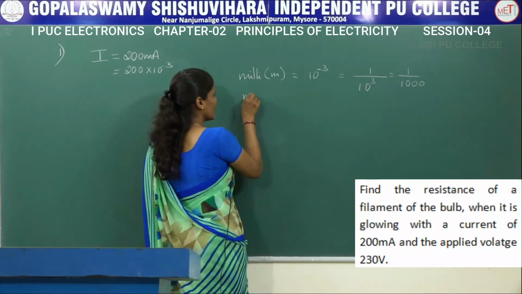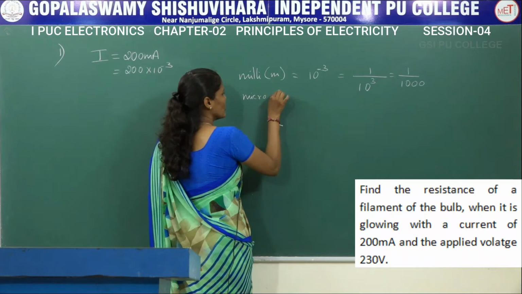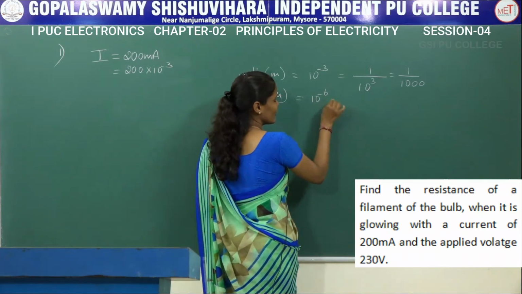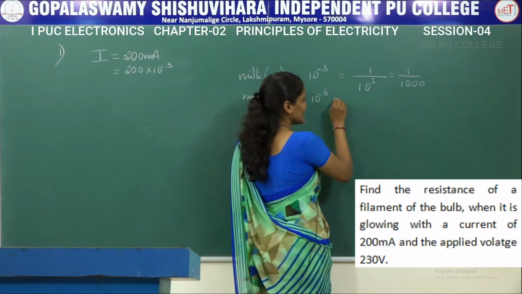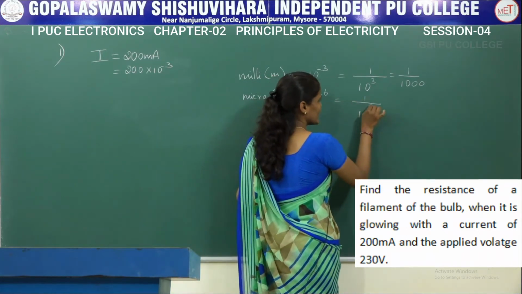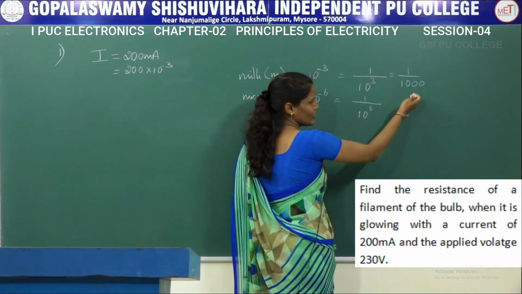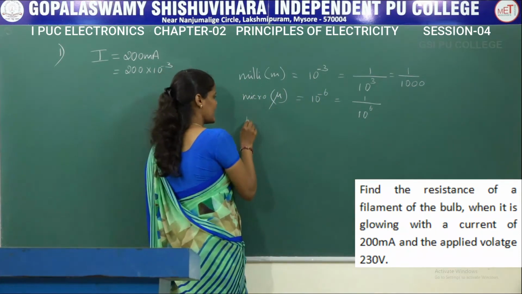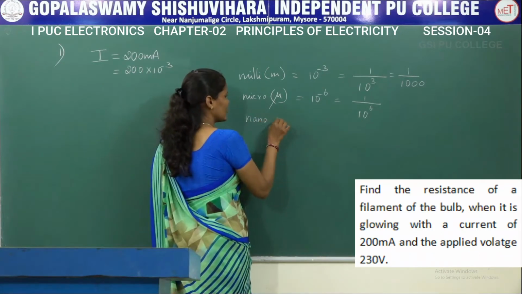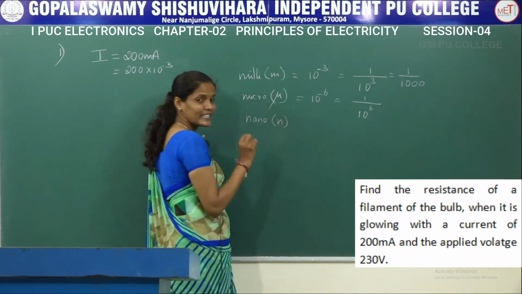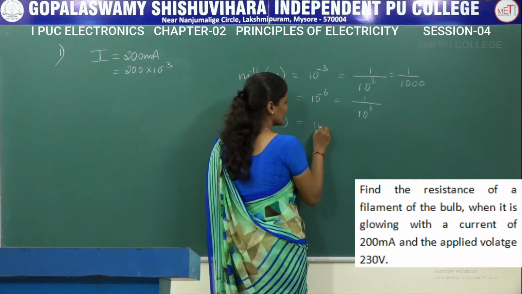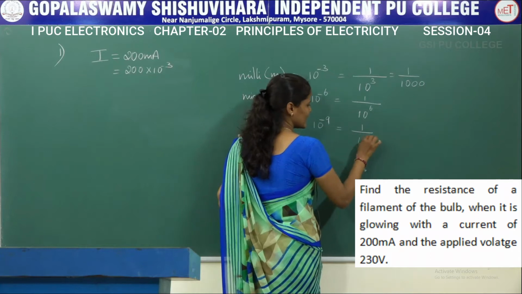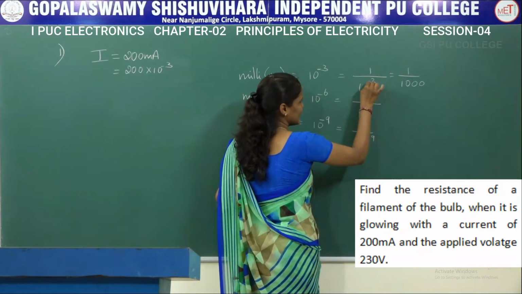Next, micro, which will be denoted by this mu symbol. It is 10 to the power of minus 6. 10 power minus 6 means 1 divided by 10 to the power of plus 6, which is equal to 1 divided by 1 followed by 6 zeros. Nano, which will be denoted by small letter n, whose value is equal to 10 to the power of minus 9, which is equal to 1 divided by 10 to the power of plus 9.